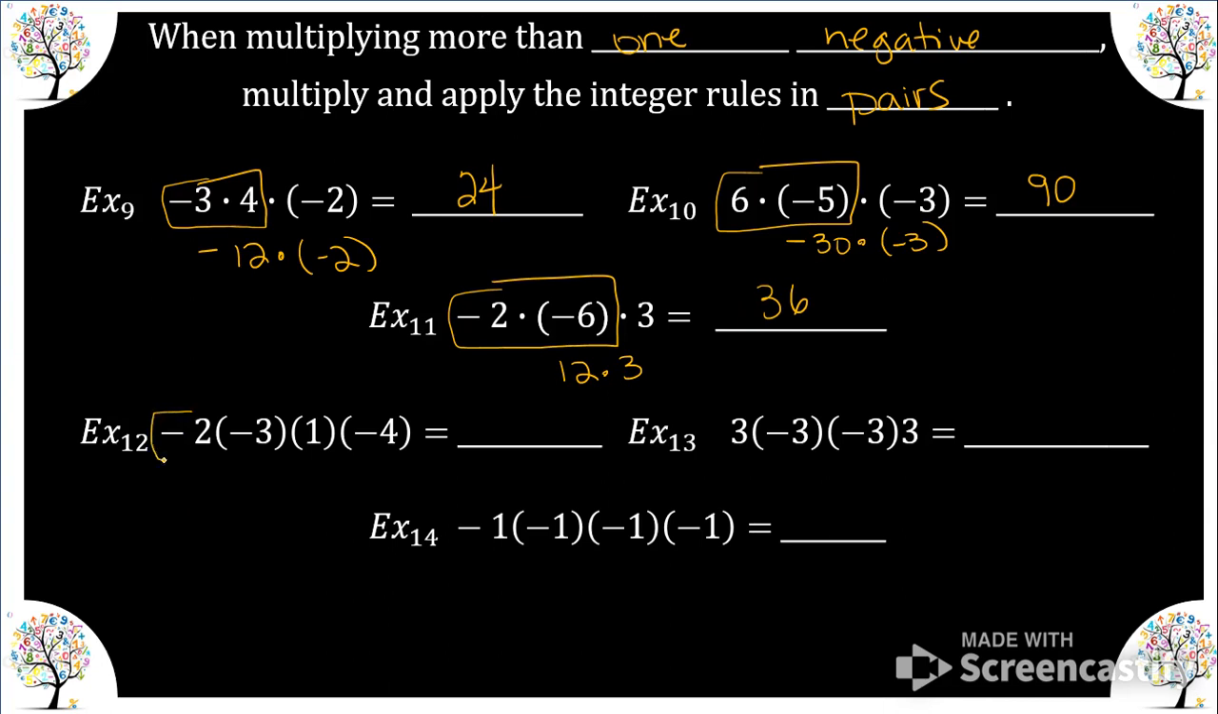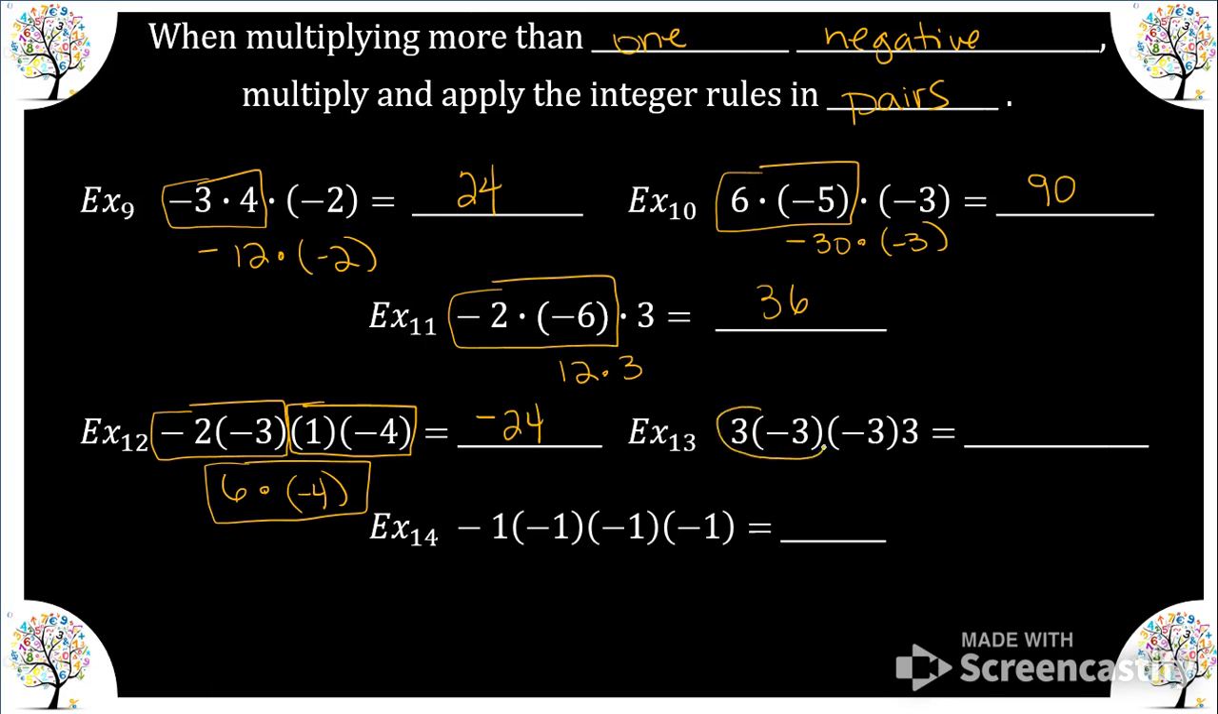Next, we have negative 2 times negative 3, that gives us 6. Since we have an even amount, we have another pair, so I can multiply 1 times negative 4 to get negative 4. Signs are different, we get negative. And then we have positive 6 times negative 4 gives us a final answer of negative 24.